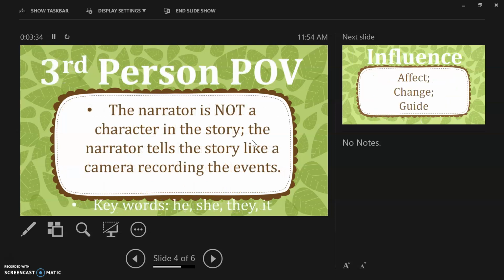The next one is third person point of view. When we're talking about third person point of view, that's your typical story. The narrator is not the character in the story. The narrator tells the story, kind of like he or she's a cameraman recording what's going on around them. And your keywords are he, she, they, and it.